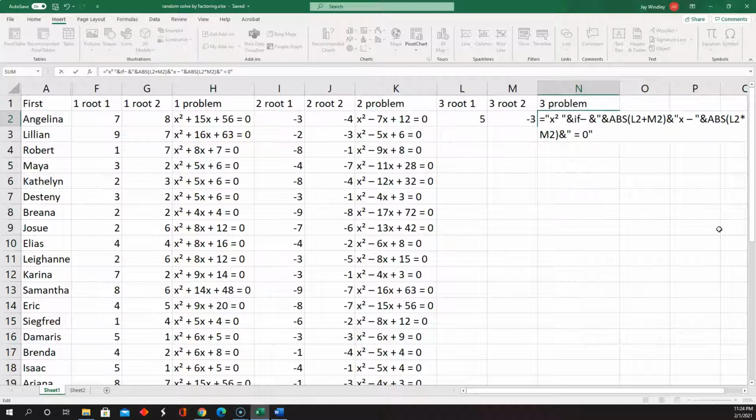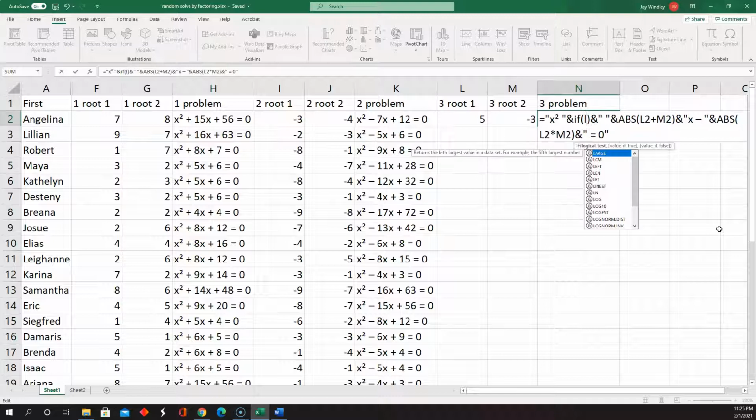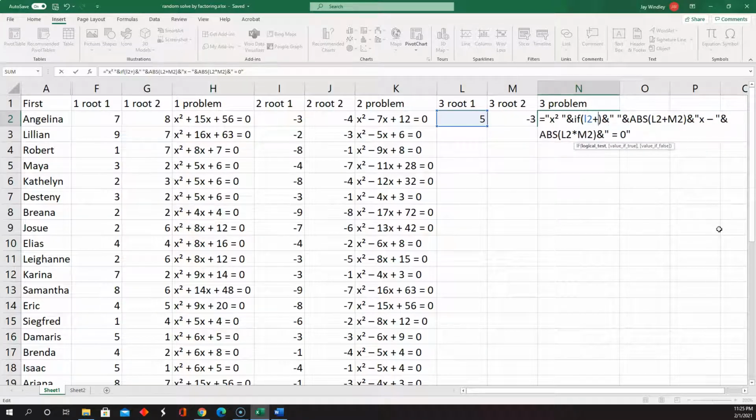Then we need a little space here after the sign, and then right here is my if statement. So x squared space, and then this if statement that's going to determine if we're going to do a plus sign or a negative sign, and then another space, and then the coefficient of x. So if the sum of L2 plus M2 is less than 0, then give me that special negative sign.